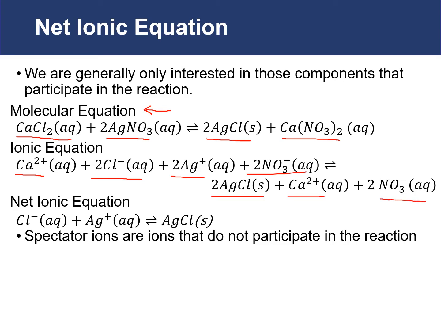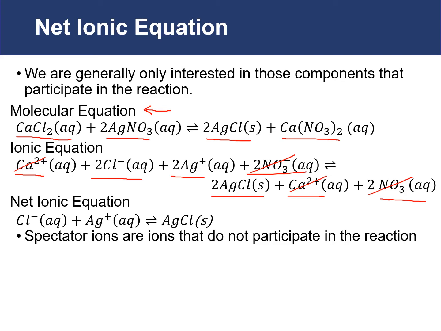Okay, now to get from our ionic equation to our net ionic equation, what you will do is look at the reactants and the products. Anything that is the same on the left-hand side and the right-hand side, we will cancel out. So we will get rid of our calcium 2+ because it is the same on both sides. We have it as both a reactant and as a product. Our nitrate ions will also cancel out. We have 2 nitrate ions on the left, 2 nitrate ions on the right, and so the nitrate ions are spectator ions.